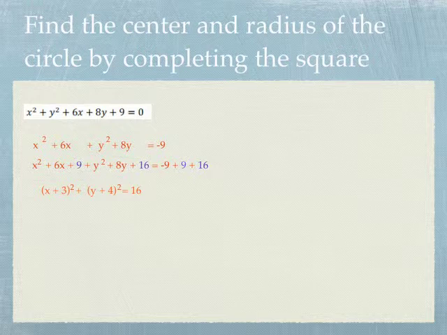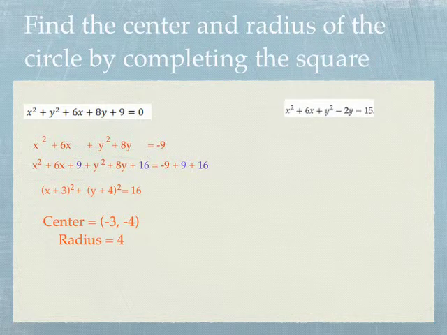So remember, it always looks opposite. So the center would be negative 3, negative 4, and then the radius is the square root of 16, which is 4. Let's try another one.